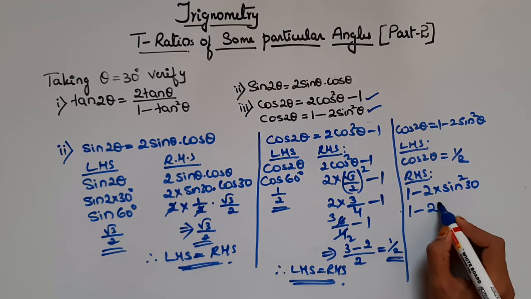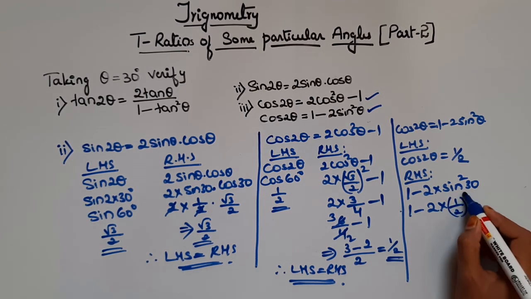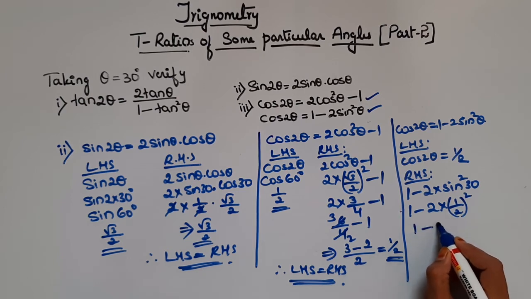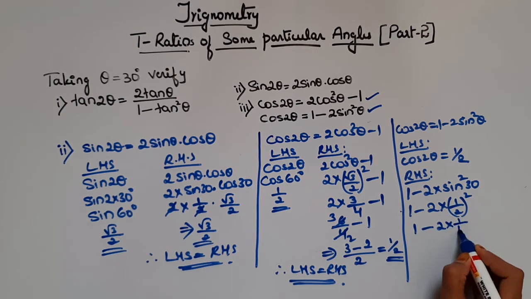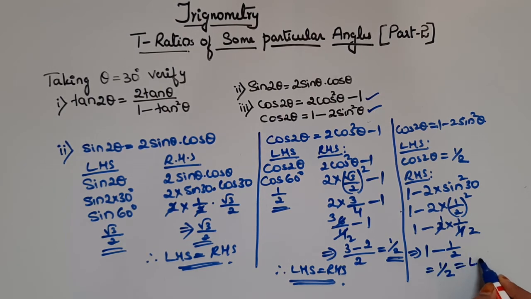So 1 minus 2 into sin 30. Sin 30 is half the whole square. So 1 minus 2 into 1 by 4. So 2 1s are 2, 2 2s are 4, which implies 1 minus 1 by 2. So 1 minus half is nothing but half, which is equal to your LHS. So therefore LHS is equal to RHS.